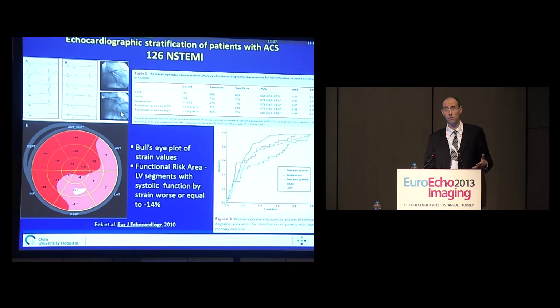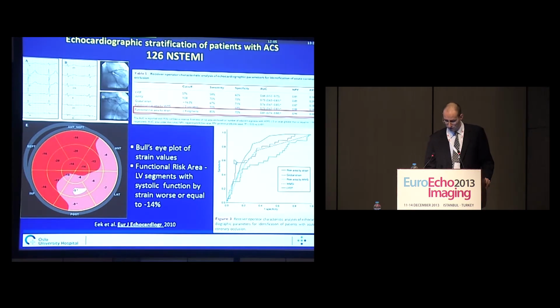An echocardiography was performed right before angiography, and this is a bullseye plot of strain values demonstrating the functional risk area of 9 adjacent LV segments with systolic function by strain worse than or equal to minus 14%.